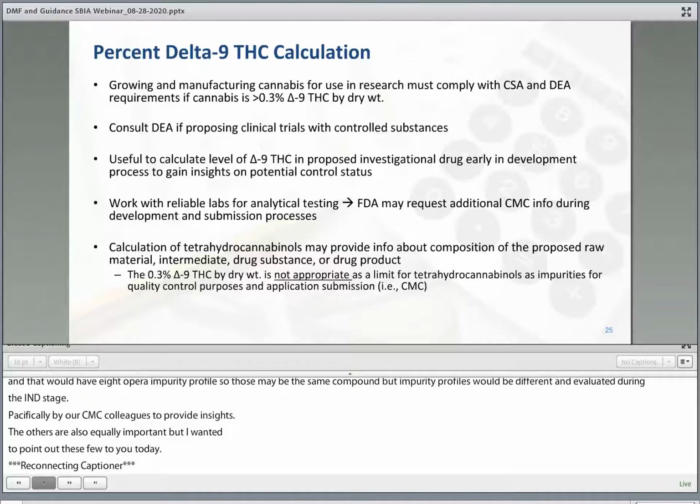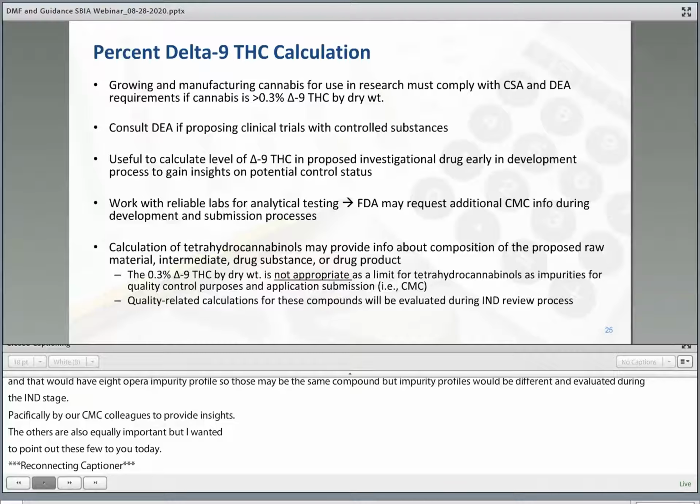And then it's important also to note that that 0.3% delta-9 THC dry weight limit is not appropriate from FDA's perspective as a limit for tetrahydrocannabinols as impurities in terms of quality control purposes and in your application submission, specifically for the CMC section. So keep in mind that that limit is set by the Farm Bill, but FDA currently, based on the information we have, we don't feel that it's actually an appropriate limit as an impurity.